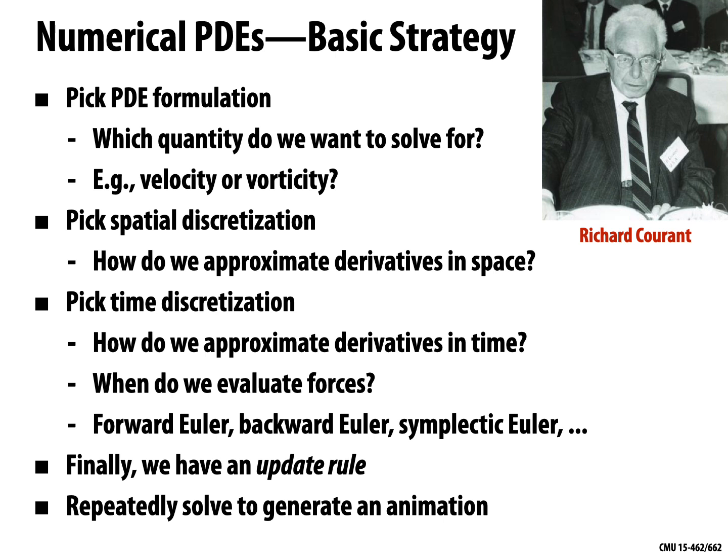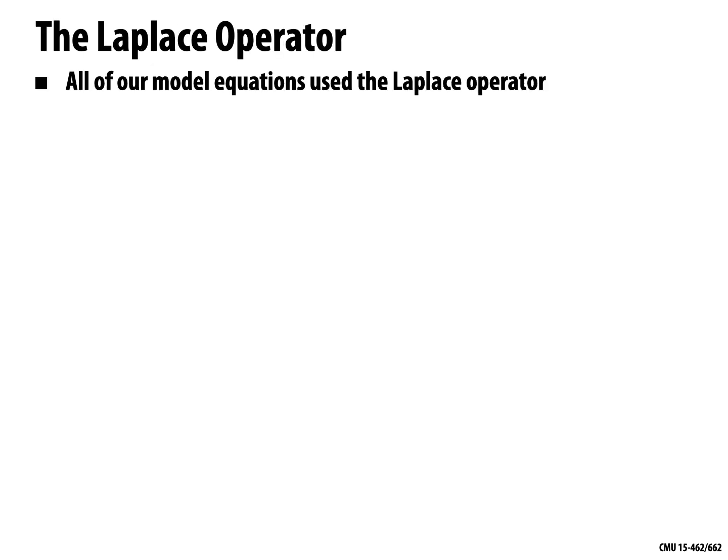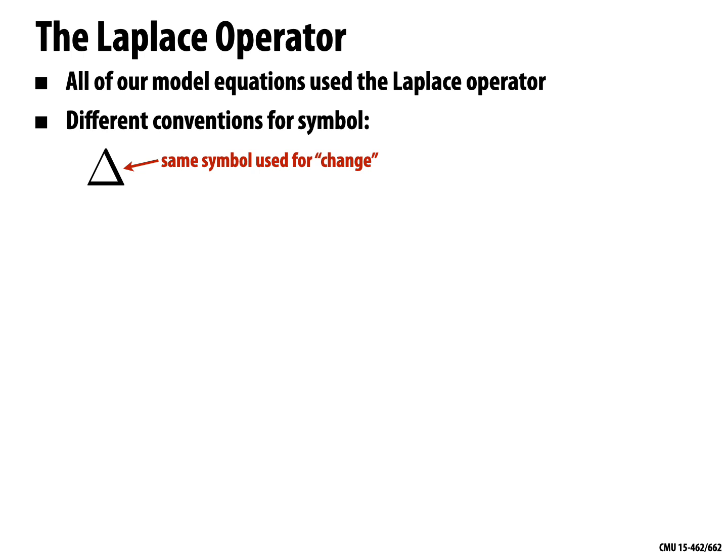All of our model equations featured the Laplace operator. Laplace operator is pretty fundamental in physics and in geometry and in image processing and in graphics in general. There are different symbols, which can be a bit confusing, that people use to denote the Laplacian. Some people, like me, like to use capital delta, but some people don't like that because they use delta to mean a finite change. Other people like to use nabla squared, but other people don't like to use that because that can be used for the Hessian in optimization. So there's really no good choice. Just pick one that you like and stick with it.